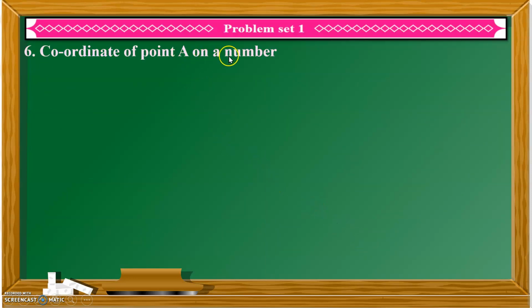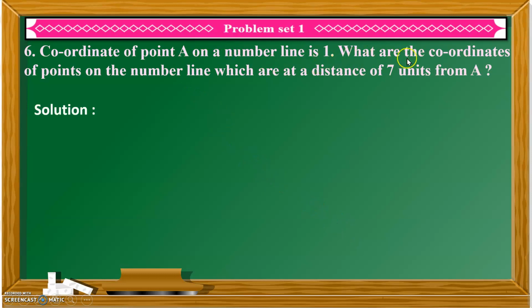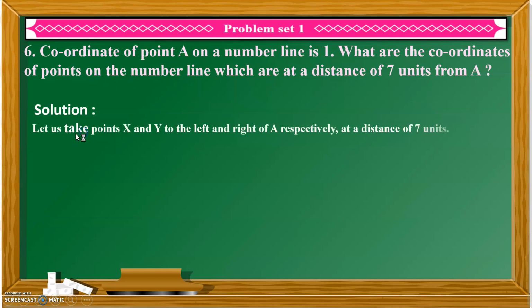Coordinate of point A on the number line is 1. So what are the coordinates of points on the number line which are at a distance of 7 units from A? This question is similar to the fourth sum which we did today. So again, we will solve this in the same manner. Let us take points X and Y. Here the point is A, so we can't take A and B again. So we'll take X and Y to the left and right of A respectively at a distance of 7 units.